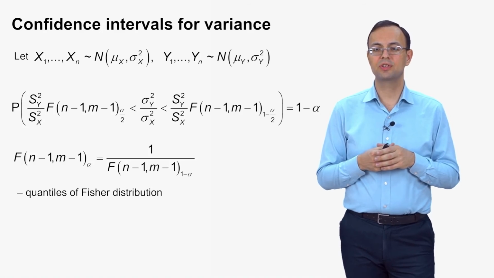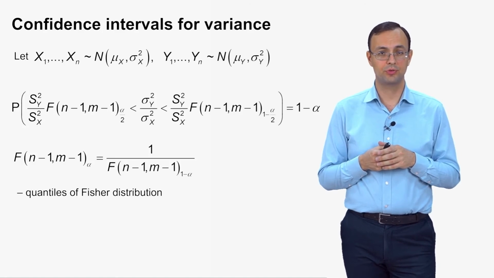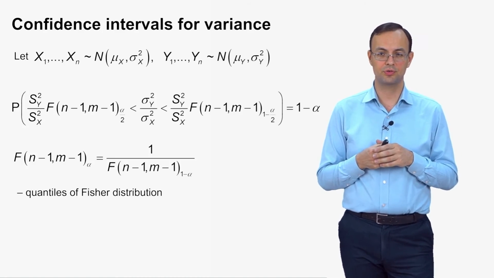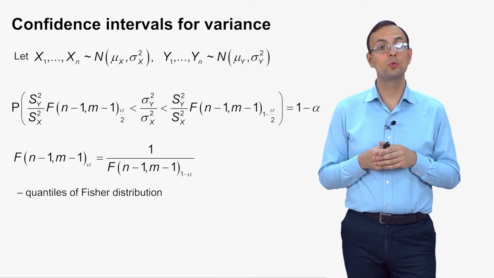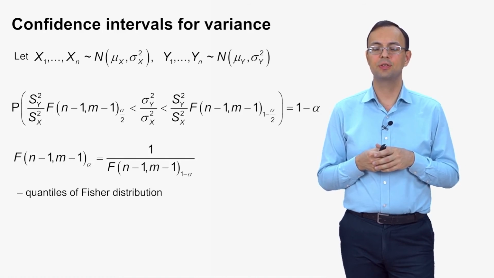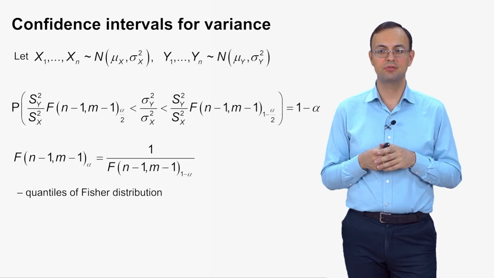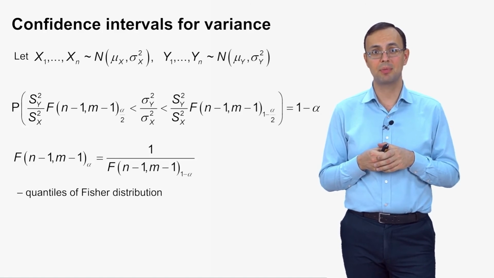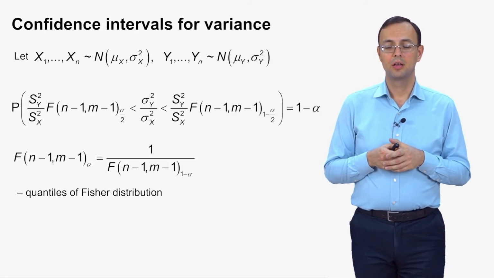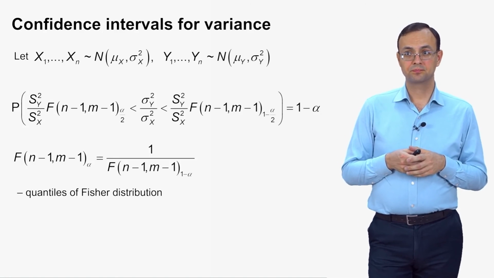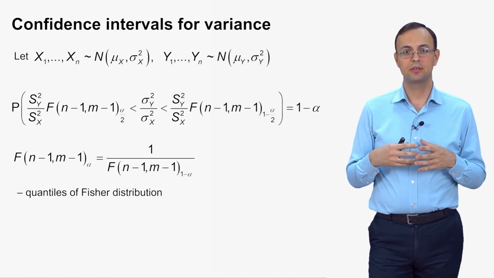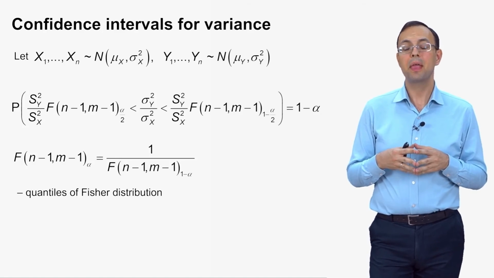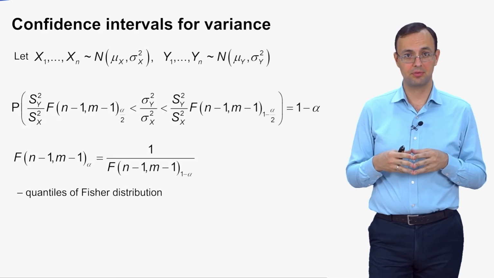Here you use quantiles of the Fisher distribution, the third auxiliary distribution of mathematical statistics. The Fisher distribution has two parameters. They are also called degrees of freedom. So here you say that you need quantiles of the Fisher distribution with n-1 and m-2 degrees of freedom. That is how we can estimate with an interval the parameters of a normally distributed sample.